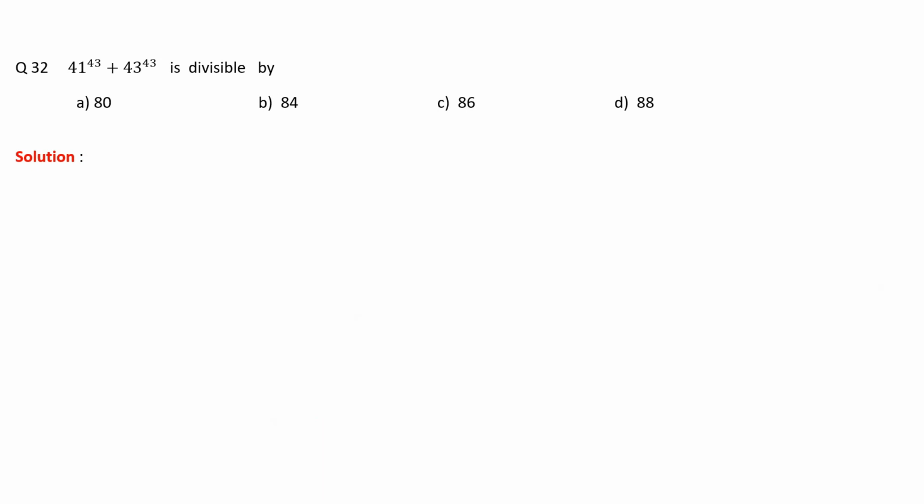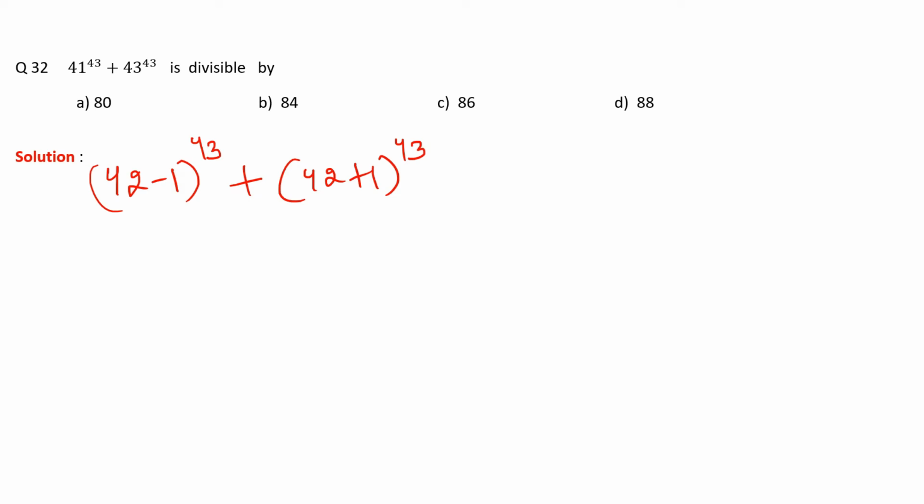Now students, this is a problem based on the binomial theorem. The question says 41 to the power 43 plus 43 to the power 43 is divisible by which of the following numbers? Now we know that 41 can be written as 42 minus 1. It is having power 43. Then plus 43 can be written as 42 plus 1. Again power is 43. Now let's expand both of them by using the binomial theorem.